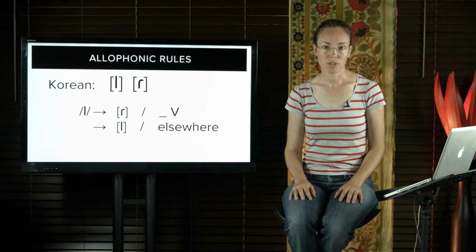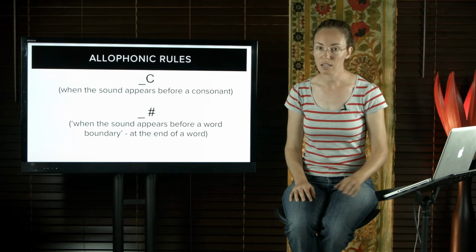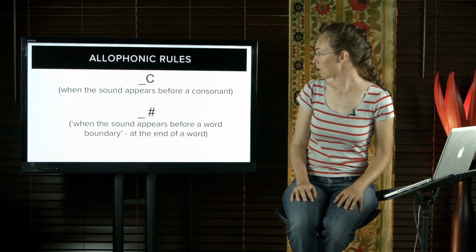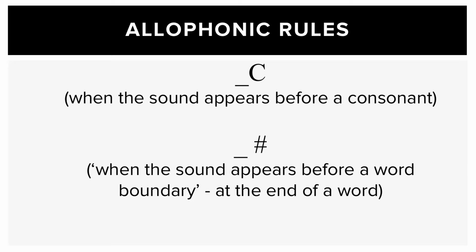Some other ways to write different environments are like this. So underscore C is when the sound appears before a consonant, and underscore hash is when the sound appears before a word boundary, so at the end of a word.